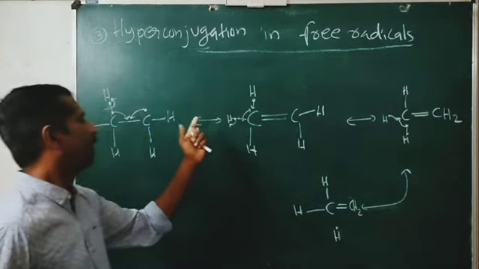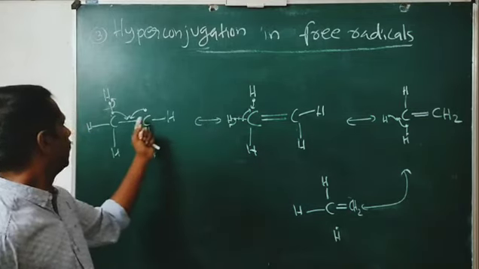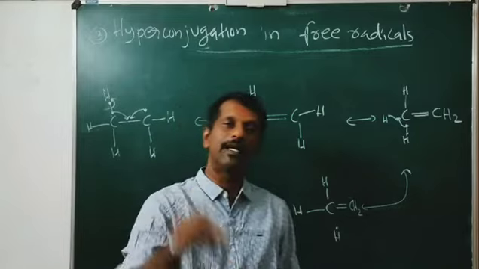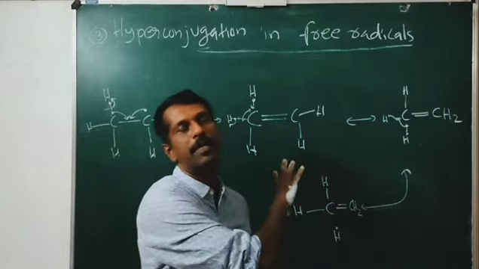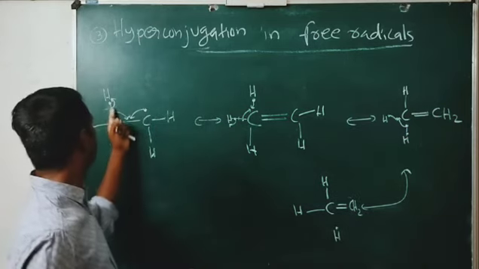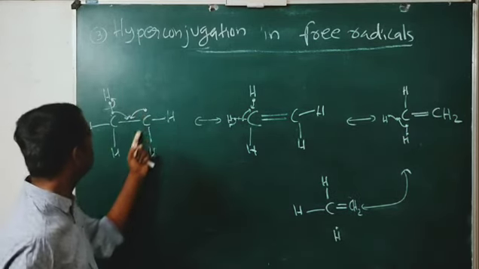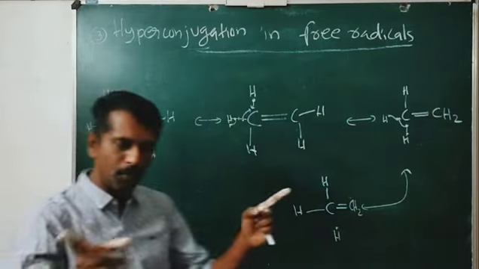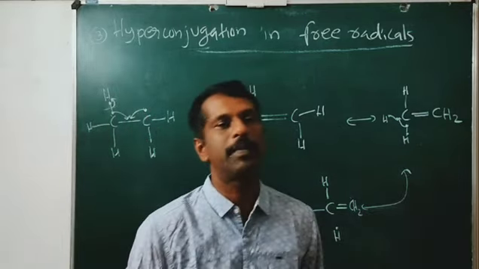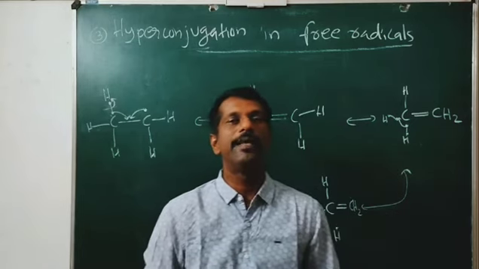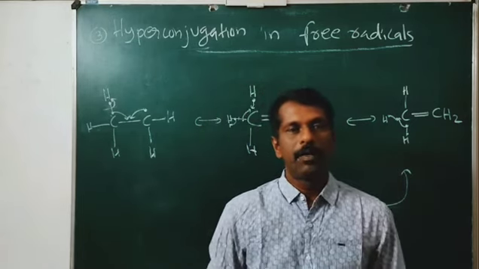Again, this is sigma-p only, because in the p orbital there is a single electron. This also comes under sigma-p hyperconjugation, because there is a sigma bond, and the single electron is in a p orbital. They will interact. This is also sigma-p hyperconjugation interaction. Okay, we continue in the next class.